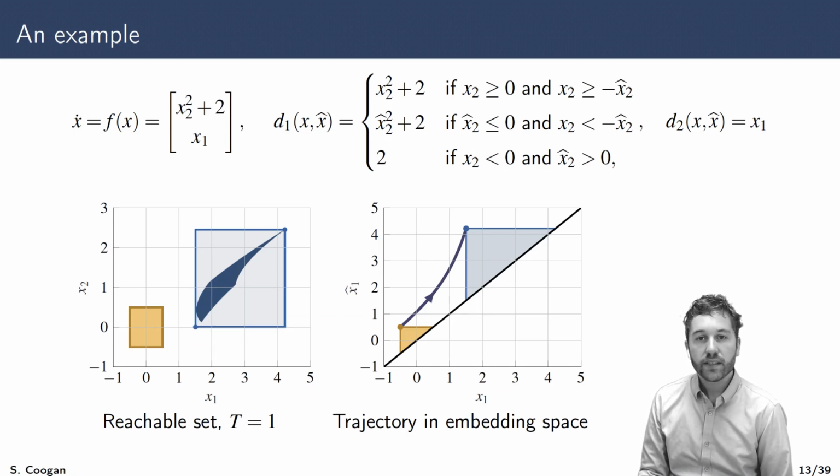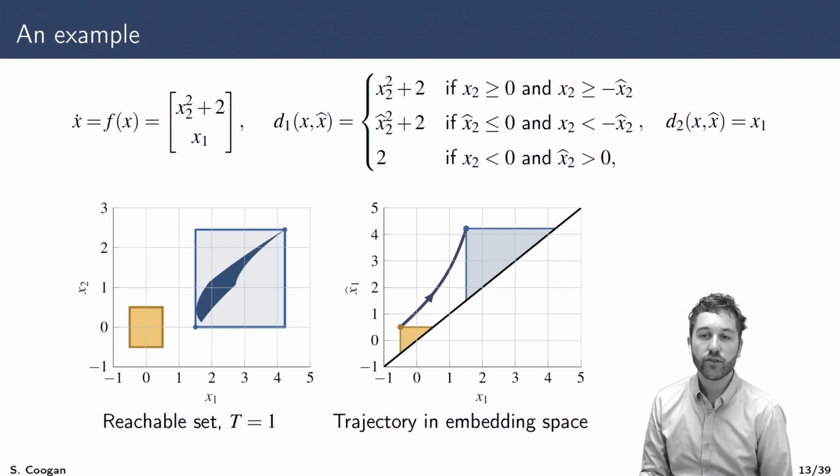So we demonstrate this important property with an example. Consider the two-dimensional system without disturbance as shown on this slide. It can be verified that the function d, shown here, defined piecewise, constitutes a decomposition for the dynamics. Then, given a certain initial region, as shown in the left figure, we can over-approximate the true reachable set over a horizon of, say, t = 1, which is shown in dark blue, with a rectangle determined by a trajectory of the embedding system, as shown in light blue.